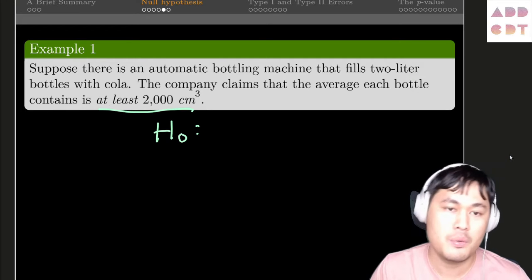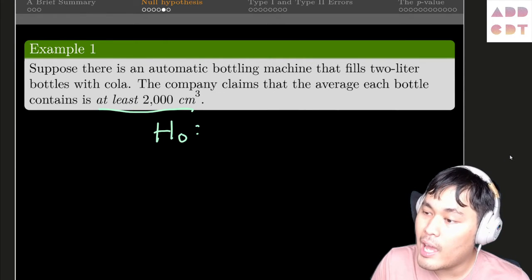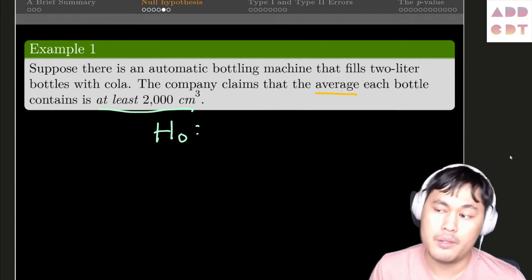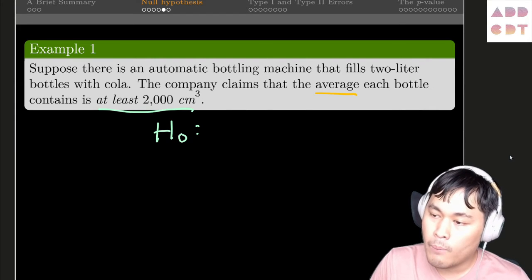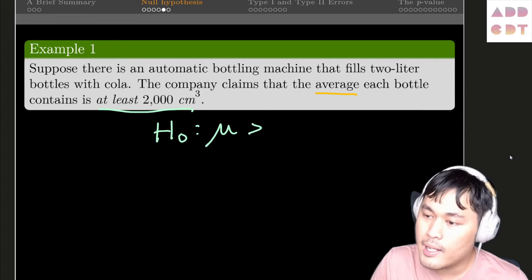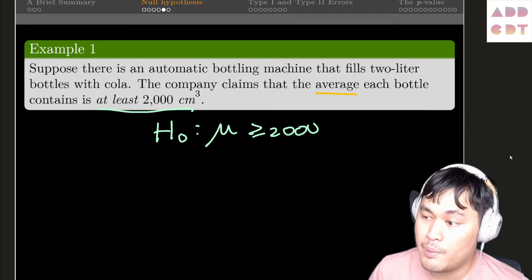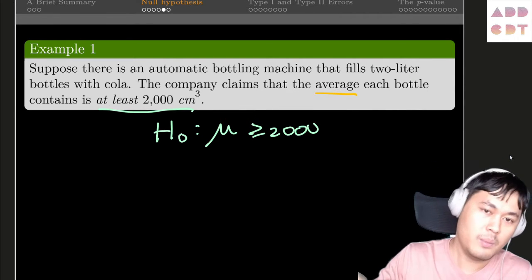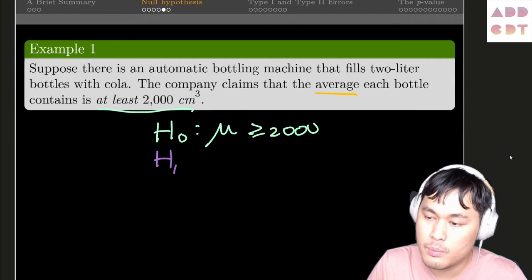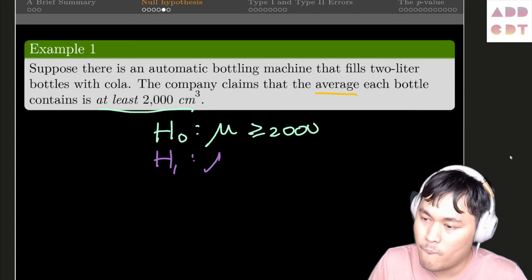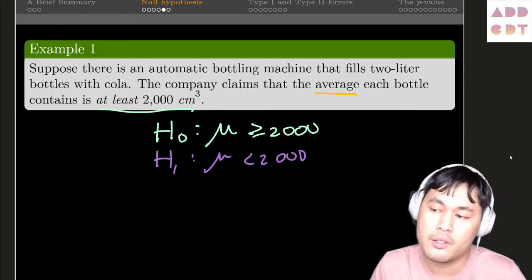You have to scan for the keyword. What is this question about? It is about the average. So we believe that the population mean is at least 2,000. That's what you want to start with. You believe that, and then you want to maybe disprove that statement. And sometimes you might have to add the alternative hypothesis, just for the record, that it is less than 2,000.